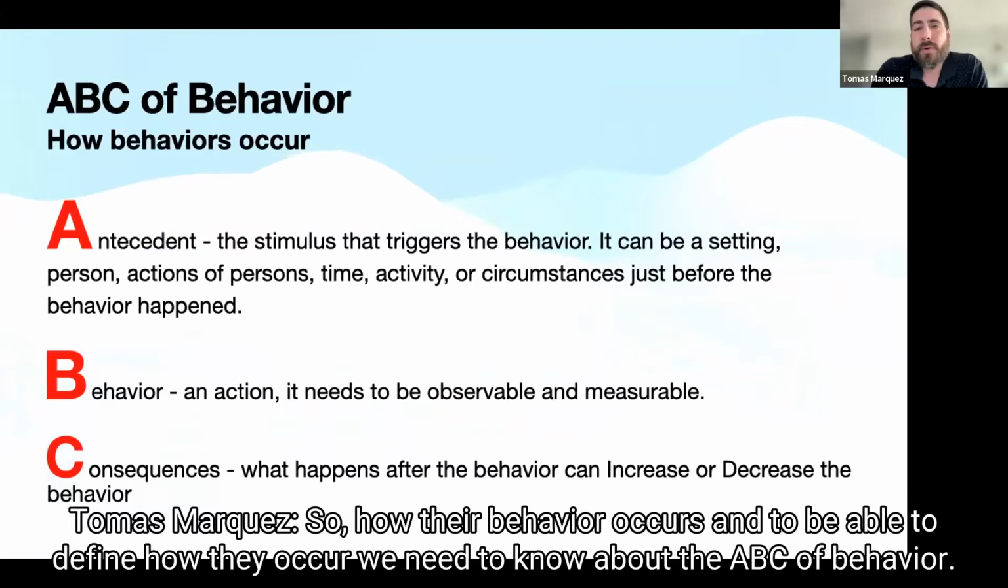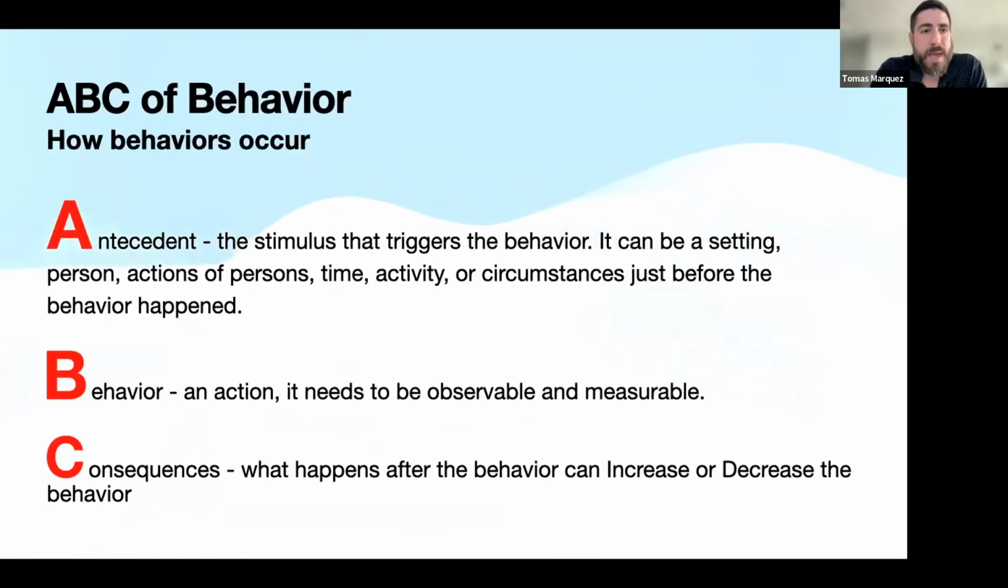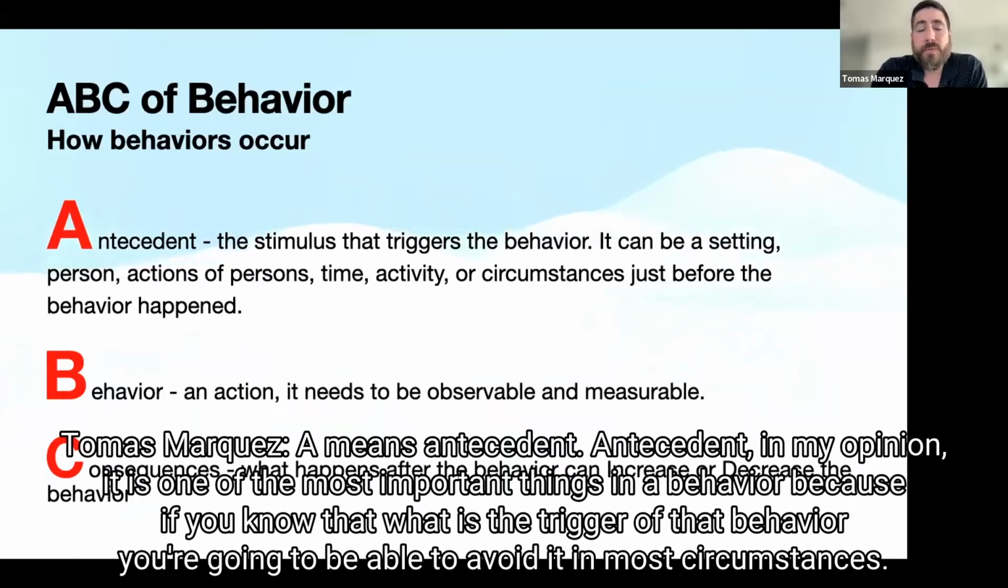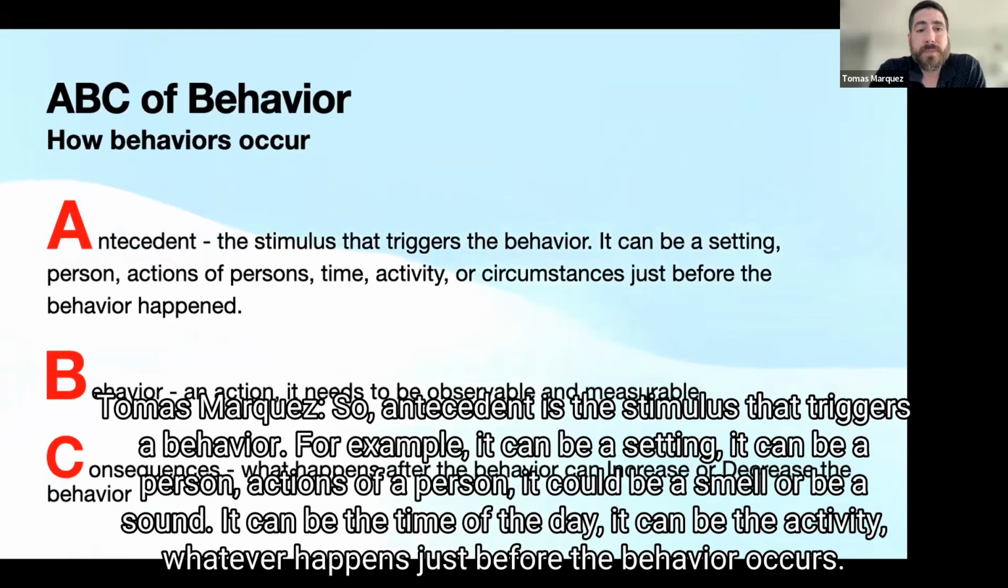So how the behavior occurs, and to be able to define how they occur, we need to know about the ABC of behavior. A means antecedent. Antecedent, in my opinion, is one of the most important things in a behavior because if you know what the trigger of that behavior is, you're going to be able to avoid it in most circumstances. So antecedent is the stimulus that triggers a behavior. For example, it could be a setting, it could be a person, the action of a person, it can be a smell, it could be a sound, it can be the time of the day, it can be the activity. It's whatever happens just before the behavior occurs.